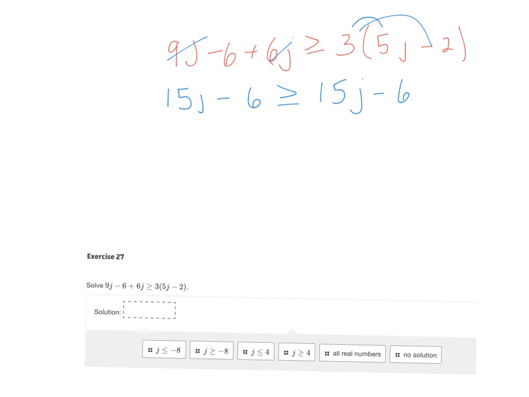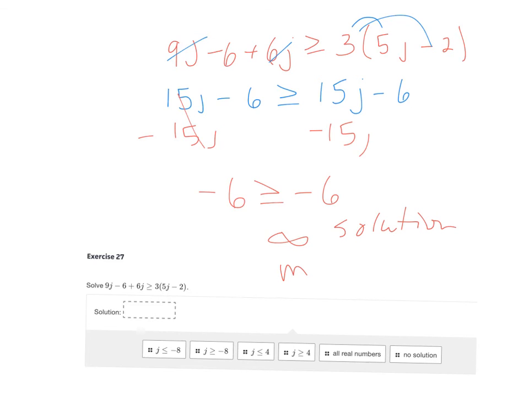Let's say that we minus 15j from both sides. We're going to get negative 6 is greater than or equal to negative 6. Is negative 6 greater than or equal to negative 6? Well, it is equal to, right? So because we have the or equal to, this is true. And so this is an infinite solutions, or all real numbers. That's the other way to say it.